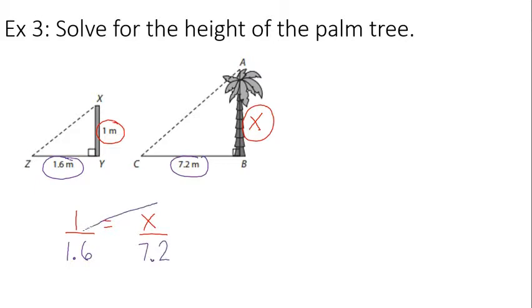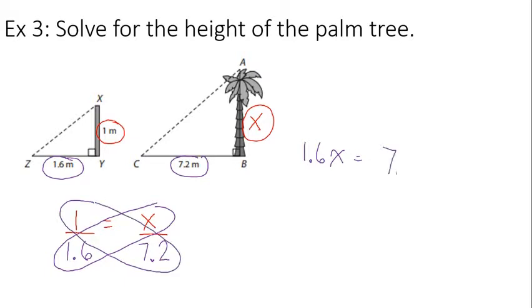So I cross multiply: x times 1.6, 1.6x, and I multiply 1 times 7.2, which gives me 7.2. And I'm going to divide both sides by 1.6. These eliminate. So I get x equals 7.2 divided by 1.6, that's going to give me 4.5. And the units here are in meters, so I'm going to say 4.5 meters.